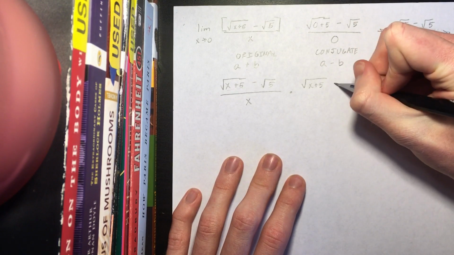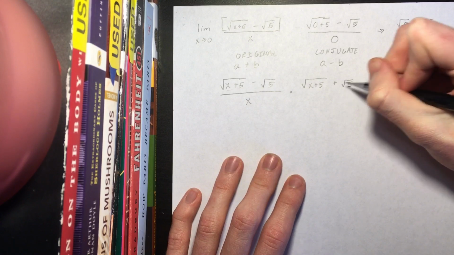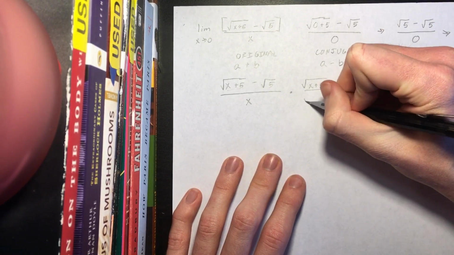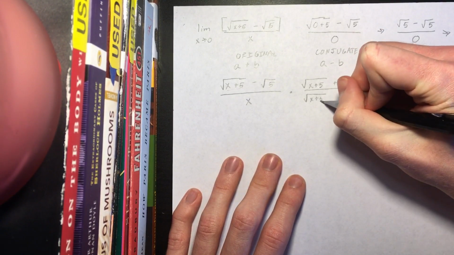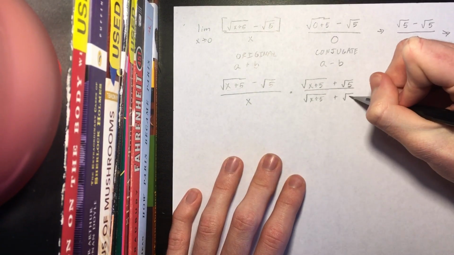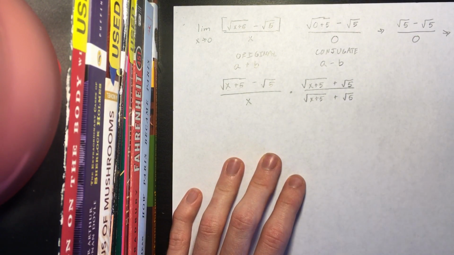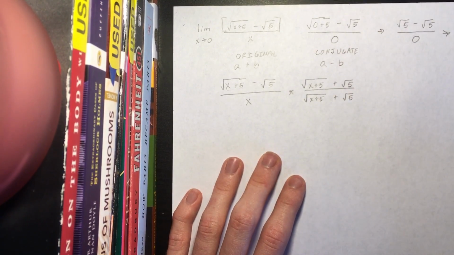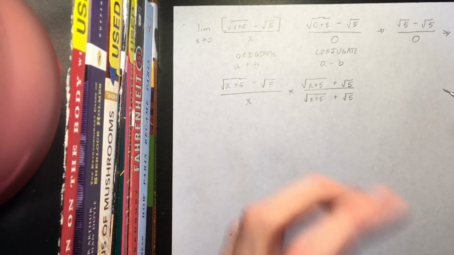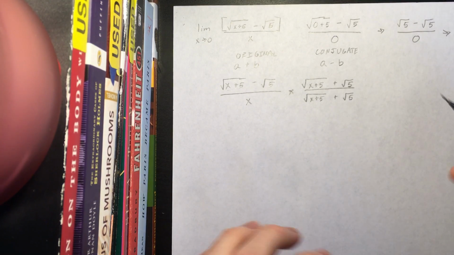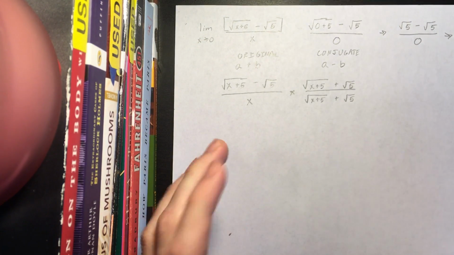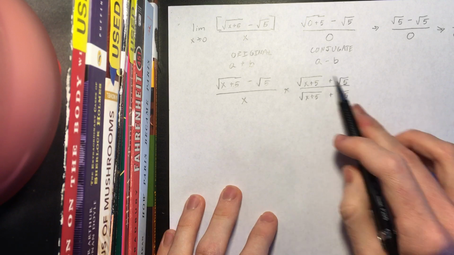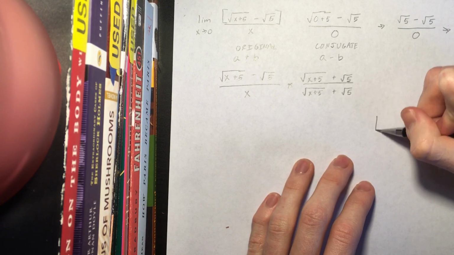So square root of x plus 5 plus square root of 5 over, and you have to multiply it by the same thing on the top and bottom, because then it's essentially multiplying by 1, okay? So this is a multiplication symbol. All right, now we're good to go, right? The very first thing you'll see is that you have to FOIL or box method this part up here. So let's make a box.